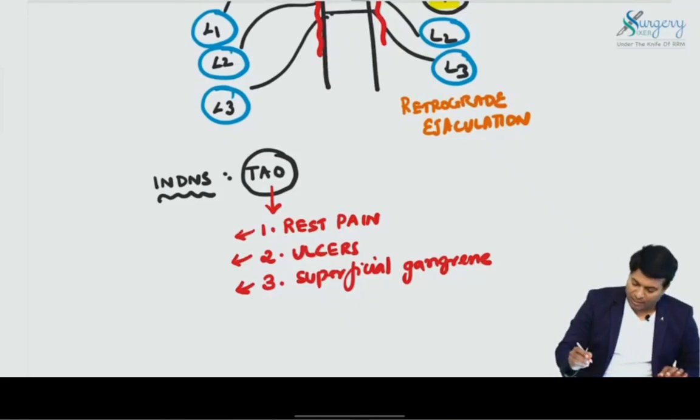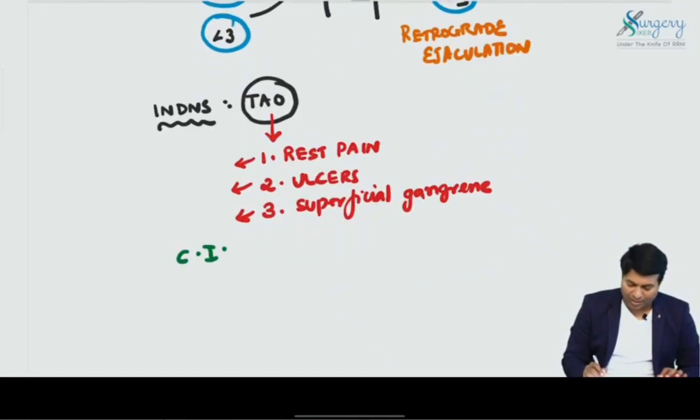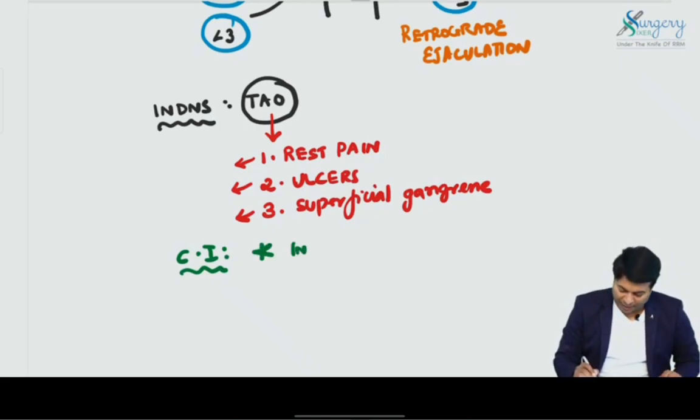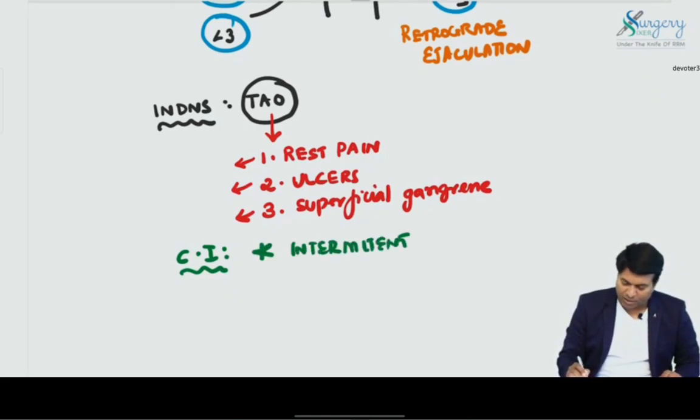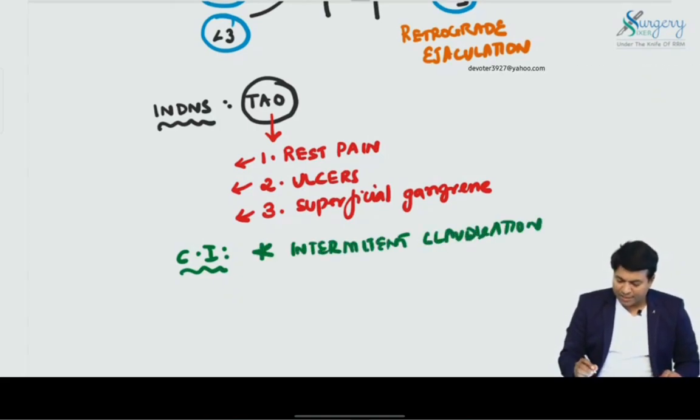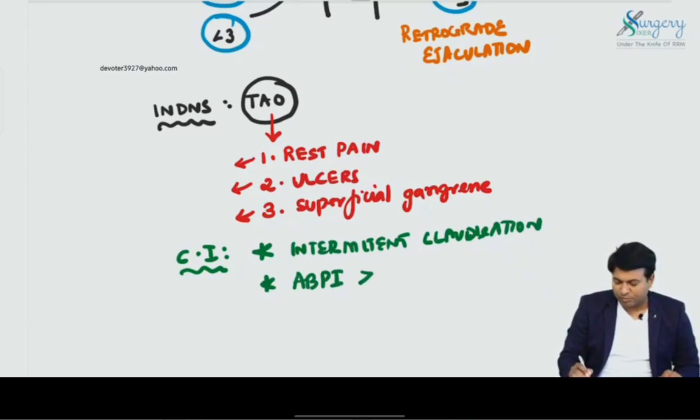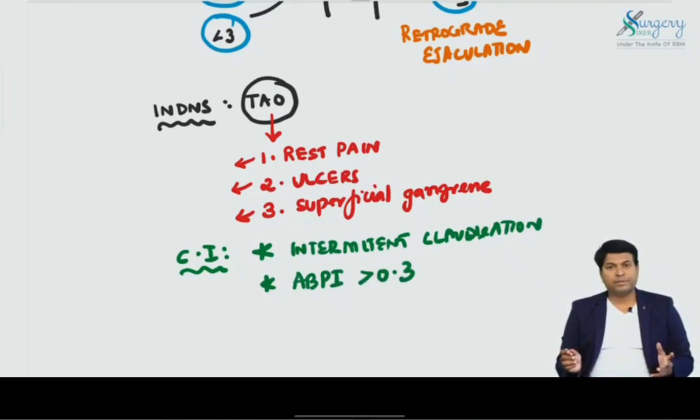What are the places where it is contraindicated? It is contraindicated in intermittent claudication. Please don't forget, it is contraindicated in intermittent claudication pain. Otherwise, it is contraindicated if the ankle brachial pressure index is more than 0.3. If it is more than 0.3, there is not much benefit of this surgery. And it is also contraindicated in diabetic patients.